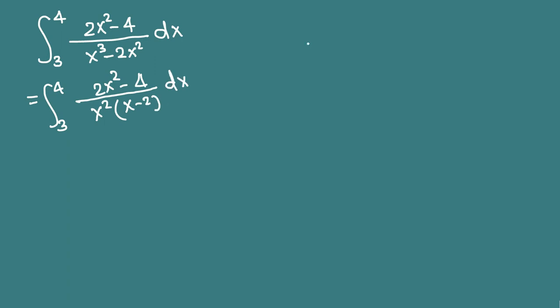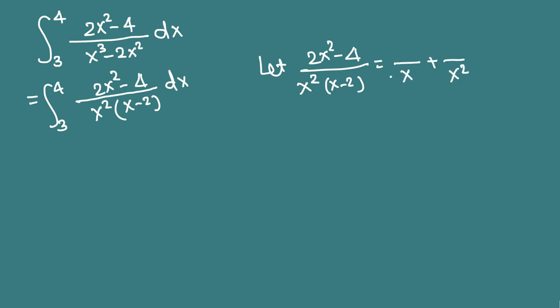Now we let this fraction, (2x squared minus 4) over x squared times (x minus 2), equal a sum of simpler fractions. x squared is a repeated root, so we have to go this way: x squared. x is a linear root, degree 1, so degree 0 on the top, just a constant. And x minus 2. Another constant c. We will be able to write it in this way.